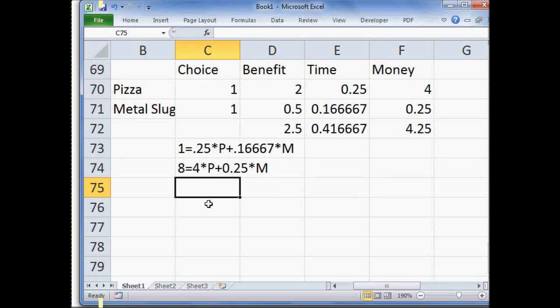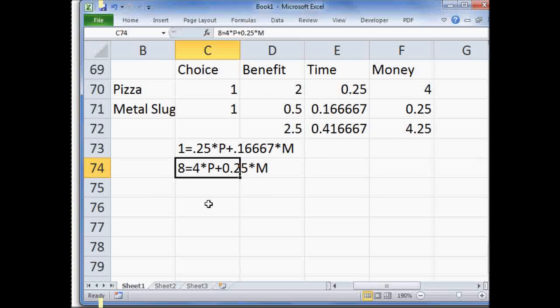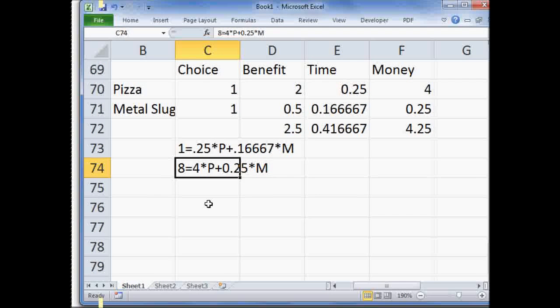So these are our two constraints. This is our time constraint and this is our money constraint. So we are going to check whether using all of the time and money is best. It might not be. It might be the case that just eating pizza is the best thing to do. And if that's true, then we won't use up all the time because we don't have enough money to use all the time. It might be the case that just playing Metal Slug is best, or it's best to mix between the two. Those are the three choices. Because this is a linear program, it will be one of those three things.